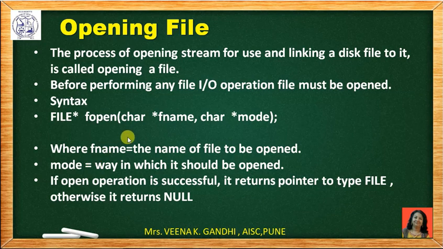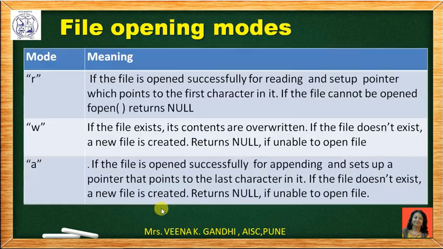Here fname is the name of the file, and mode is the way in which we want to open the file. If the file opening is successful, it returns a pointer to type FILE. Otherwise it returns a null value. Now let us see the file opening modes, meaning in which modes we can open the file.